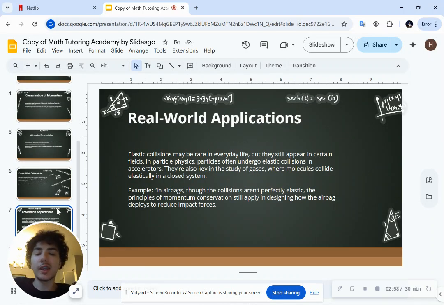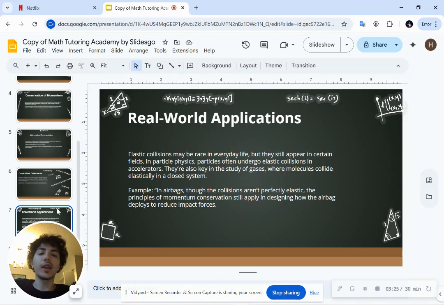Real world applications. Where can we use this in the real world, you may be wondering? Elastic collisions may be rare in everyday life, but they still appear in certain fields and practices. In physics, particles often undergo elastic collisions and acceleration. They're also key in the study of gases, where molecules collide constantly in a closed system.